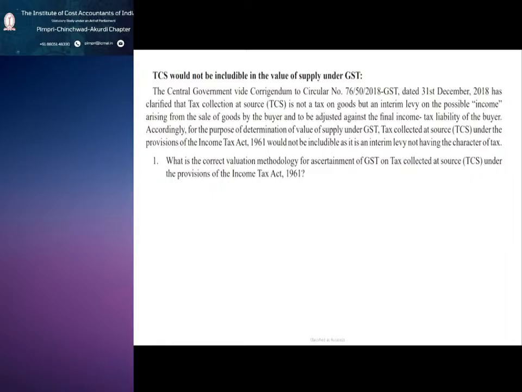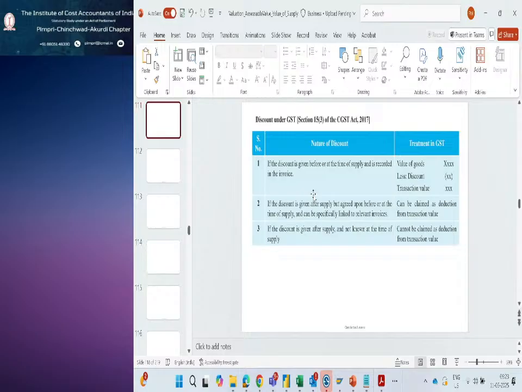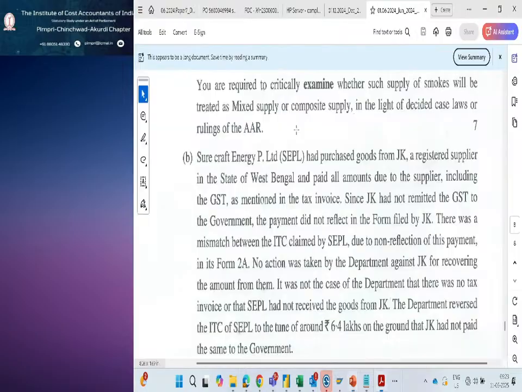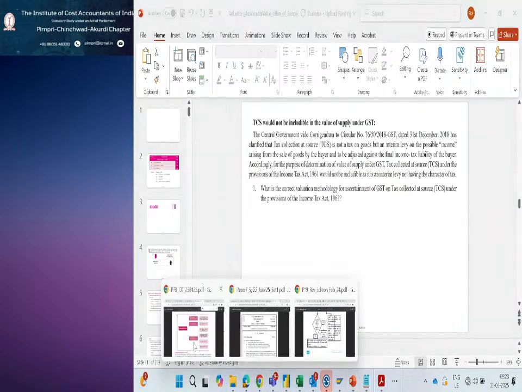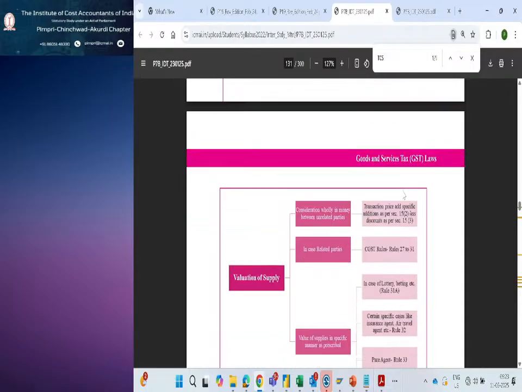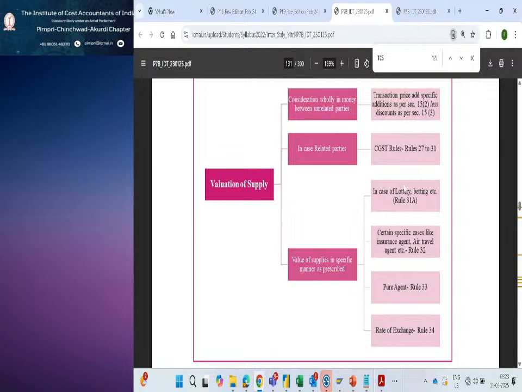I'll start this recording also. Page number 131, you can have a look. They may ask these types of questions also. So I will share my screen. In our material, you will find it is in a very summarized form. You can have a look at this.